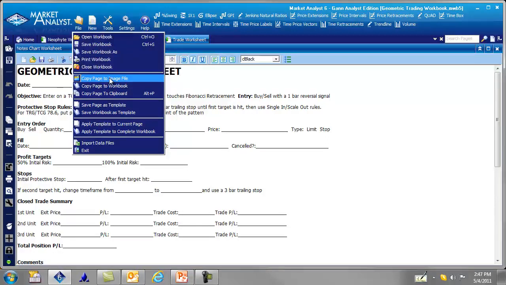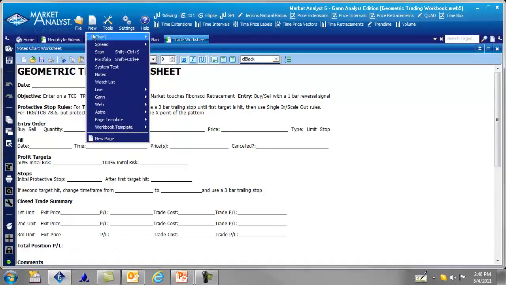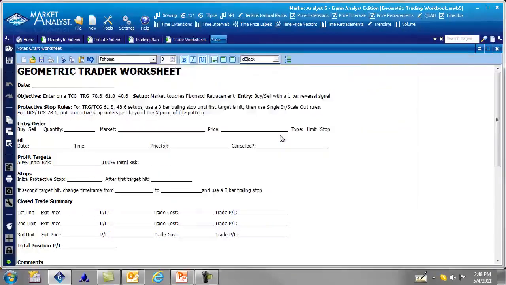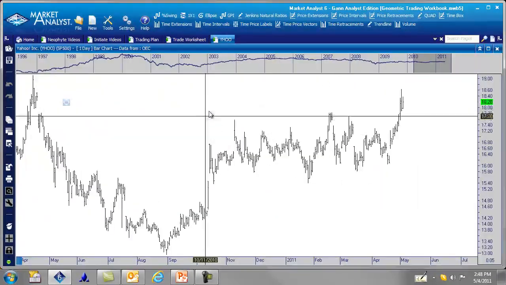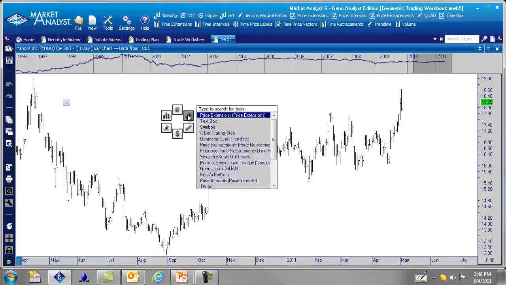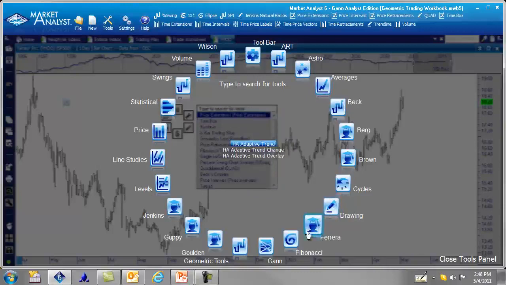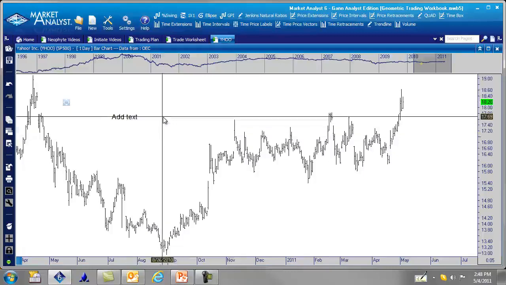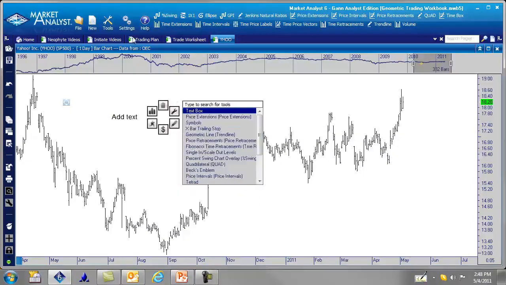You can do that. Or the other thing that you can do is once you have a chart open, let's say for an example, we have this open here, you can just go over here to the left and click this print chart button and that will print it up for you. If you want to add any text, you can just go over here to tools and go over to drawing, text box, and then you just put that there, whatever you want. Add text, like that.